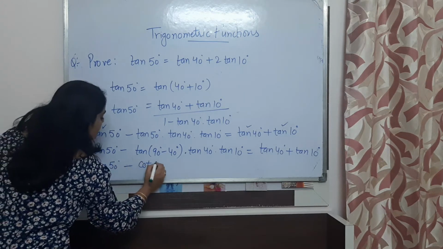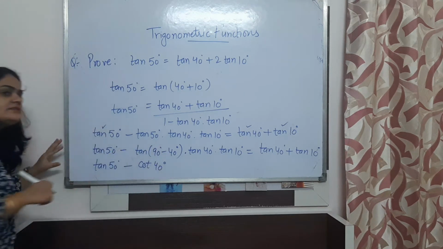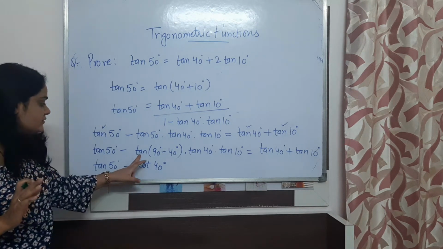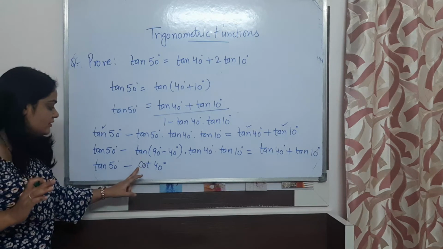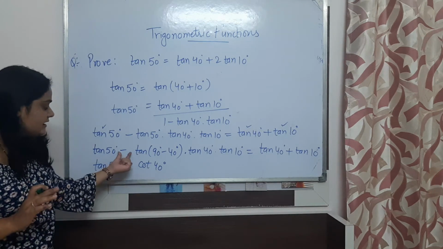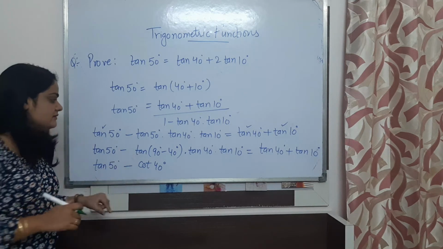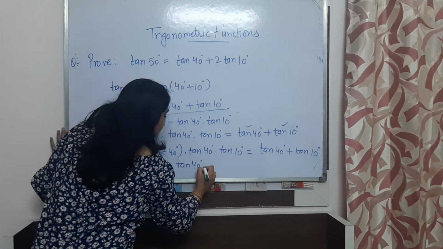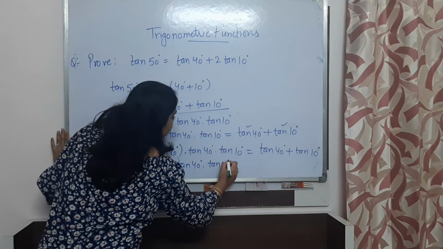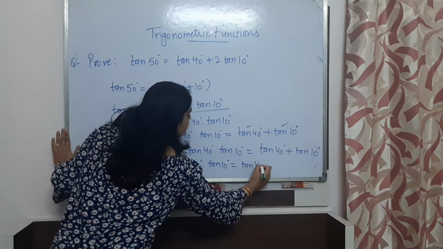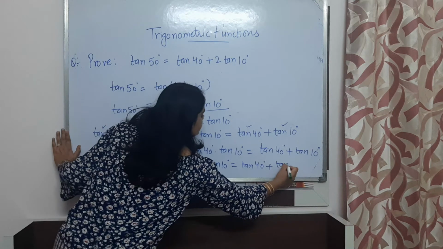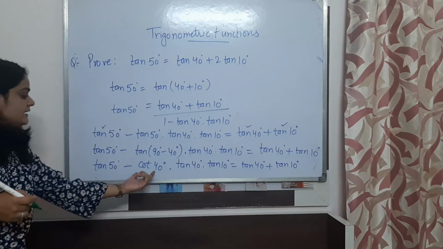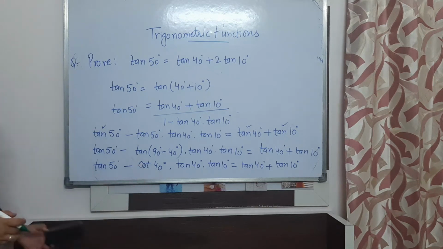It becomes cot 40. And 90 minus is the first quadrant, and in first quadrant every trigonometric ratio is positive. So here cot will be positive, so plus minus, because the negative sign is already out. So plus minus minus cot 40 into tan 40 into tan 10 is equals to tan 40 plus tan 10. Now, can I write cot 40 as 1 by tan 40?